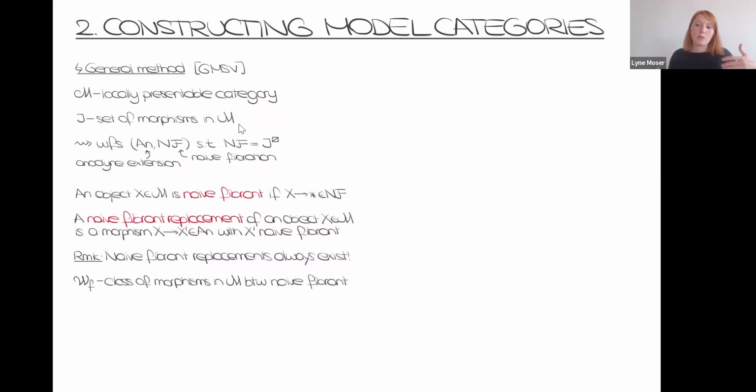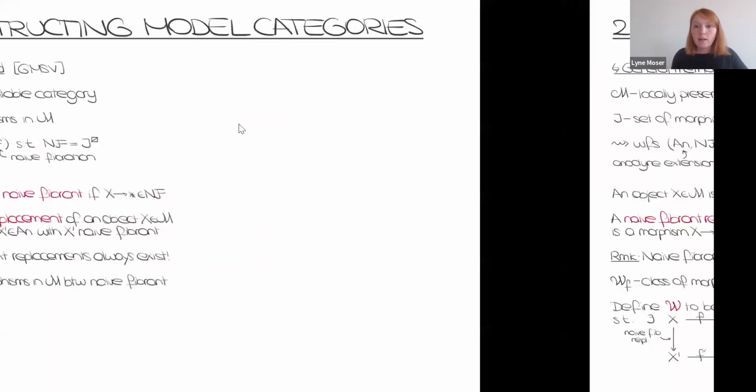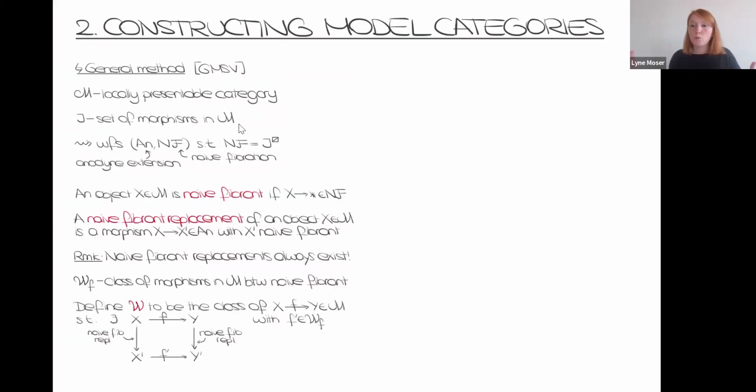And then I said I also want to precise a class of weak equivalences between my fibrant objects. And so this is what this W_F is going to be about. So I just take any class of morphisms between naive fibrant objects. And then from this, I can define all of the weak equivalences because now I have fibrant replacements and I have weak equivalences between fibrant objects.